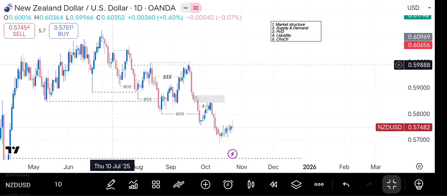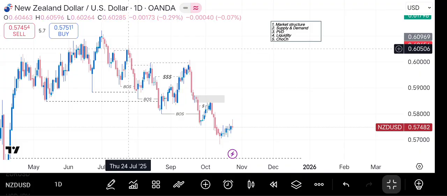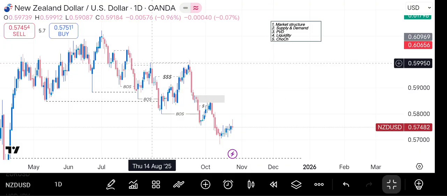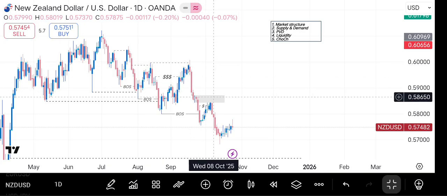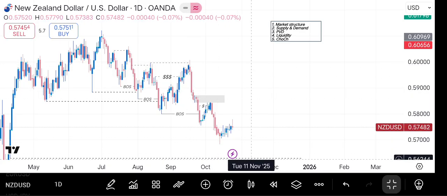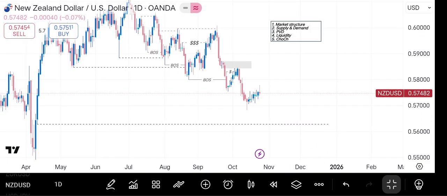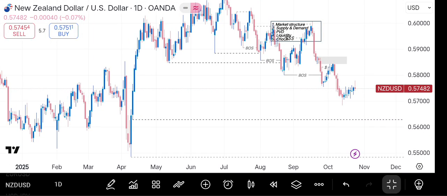The market is clearly bearish, dropping down, pulling back up a little, dropping down, pulling back up a little, again and again. So now we expect the next drop down, maybe to take out this liquidity low.